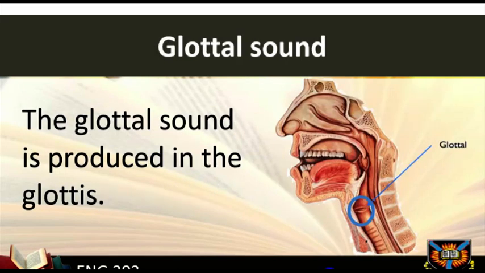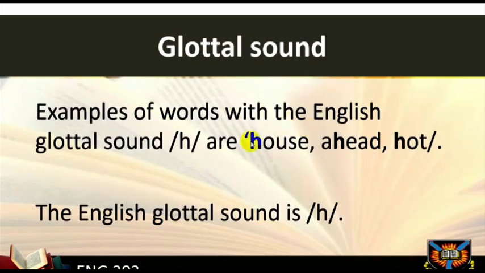Glottal sound. The glottis, as we have discussed, is the passage between the vocal cords. The glottal sound is produced in the glottis. Examples of words with the English glottal sound H are house, ahead, hot. The English glottal sound is H.